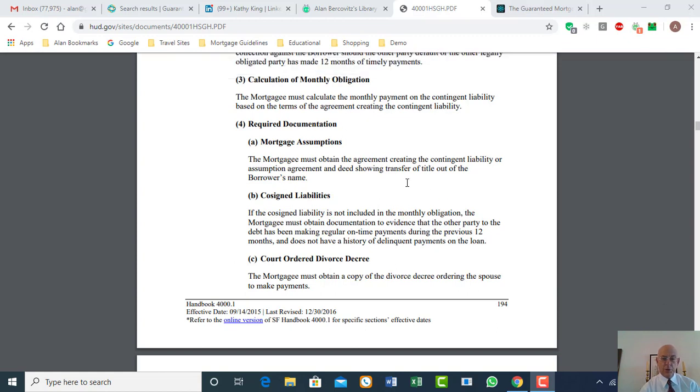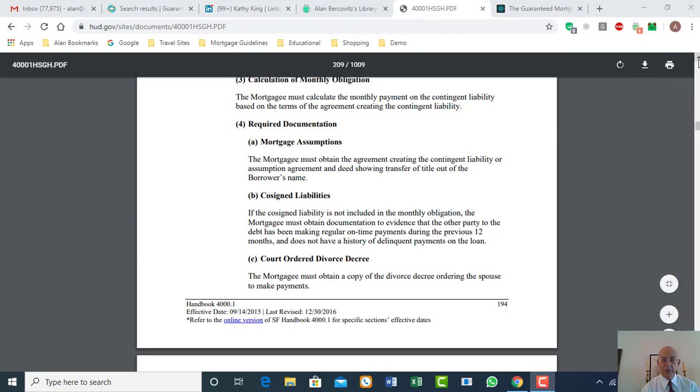So it says if the cosign liability is not included in the monthly obligation, the mortgagee must obtain documentation to evidence that the other party to the debt has been making regular on-time payments during the previous 12 months and does not have a history of delinquent payments on the loan. So that seems clear enough.